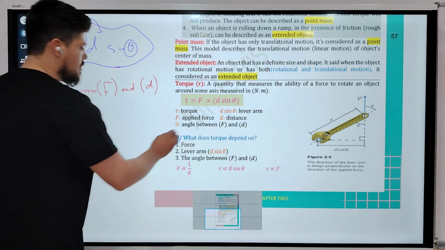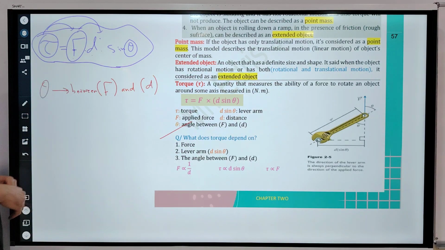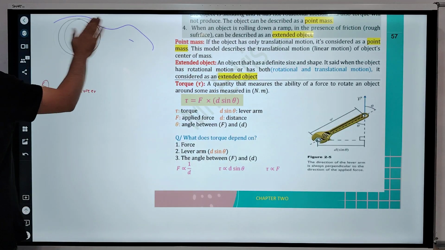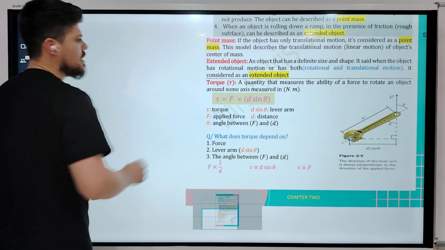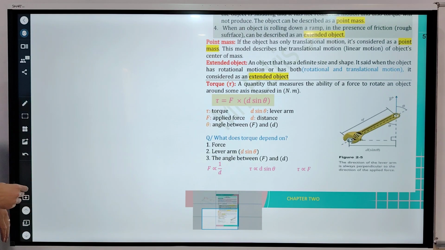What does torque depend on? Force, lever arm, and the angle between force and the distance. Okay. Now I'm going to talk about the lever arm. What is lever arm? Many students are confused with the lever arm and do not understand it. Now I'm going to explain in detail about the lever arm.